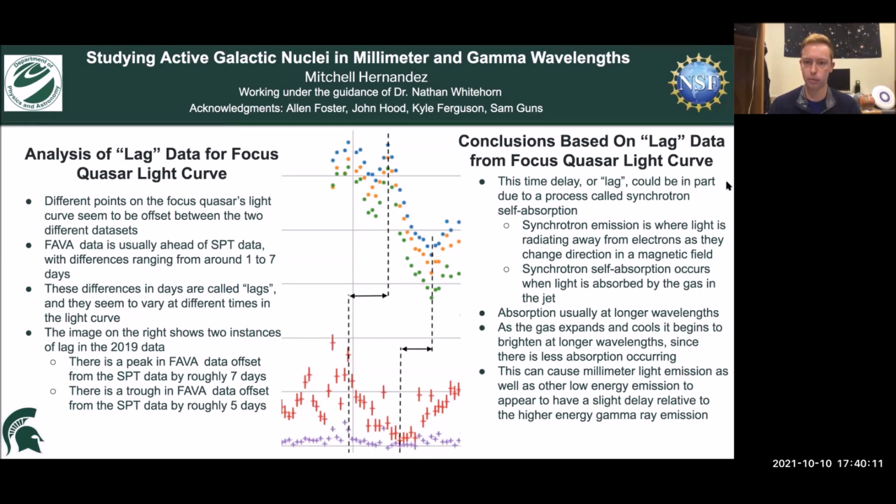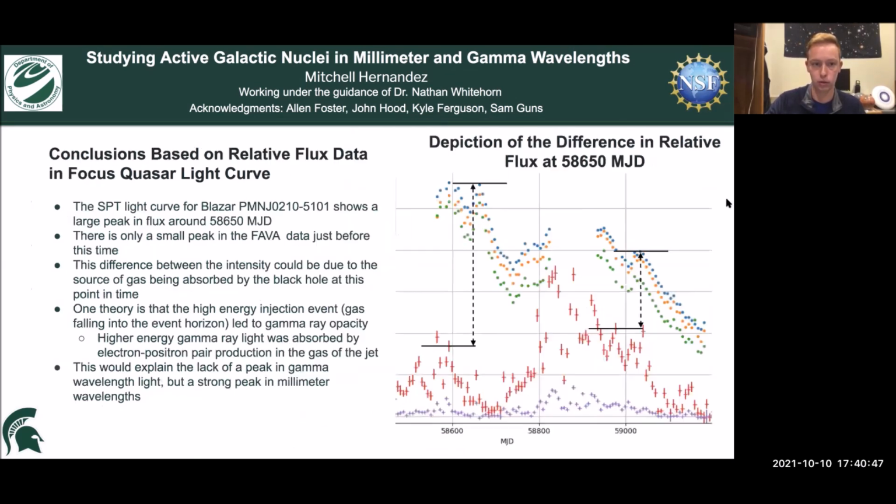So this delay could be in part due to a process called synchrotron self-absorption. So synchrotron emission is where light is radiated away from electrons as they change direction inside of a magnetic field. And self-absorption is sort of the opposite of this, when light is actually absorbed by the gas inside of this jet. So absorption usually occurs at higher wavelengths, but then as the gas starts to expand and cool, it starts to brighten again at these longer wavelengths since there's less time. And so this can cause millimeter light emission as well as other emission to appear to have a slight delay relative to this gamma ray emission. And the SPT is always behind the Fermi data.